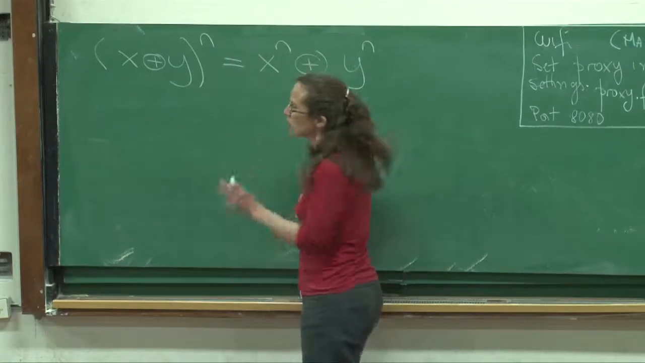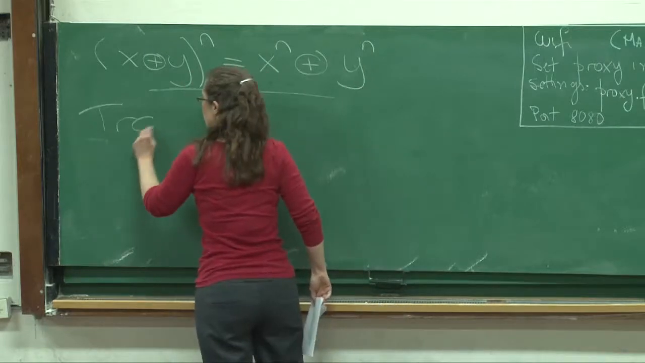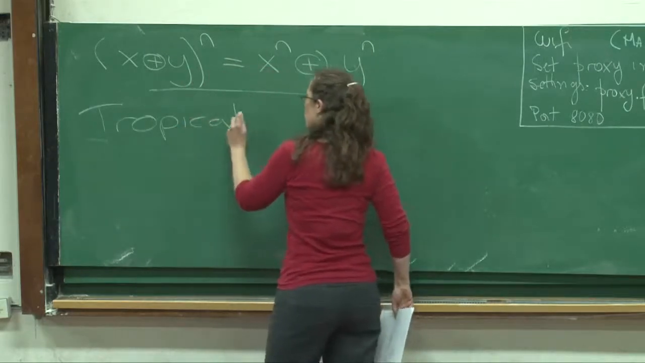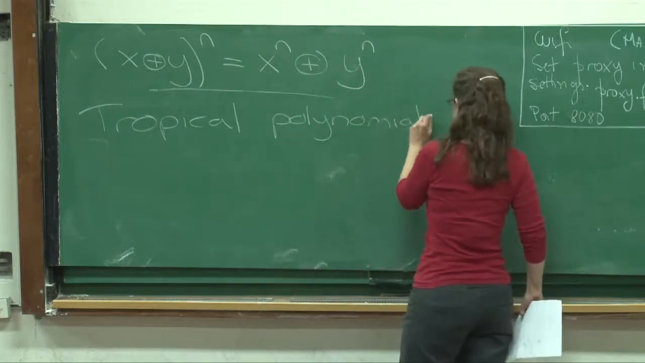So since we want to move towards doing algebraic geometry, we should talk about polynomials. Tropical polynomials are piecewise linear functions.